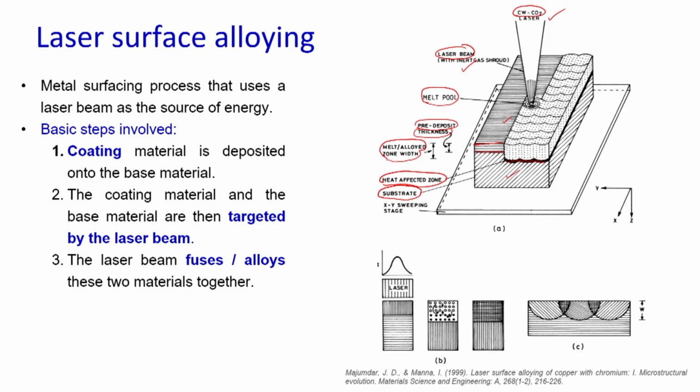The steps involved in laser surface alloying are there on your screen. So, we have to coat the material first and then we are irradiating the coated material by laser beam, which we have already seen, and then there is a fusing or alloying of the foreign material with the substrate material. Schematically the same thing has been shown over here. This is the substrate material, this is deposited material, and this is the mixture or the alloy that we got.